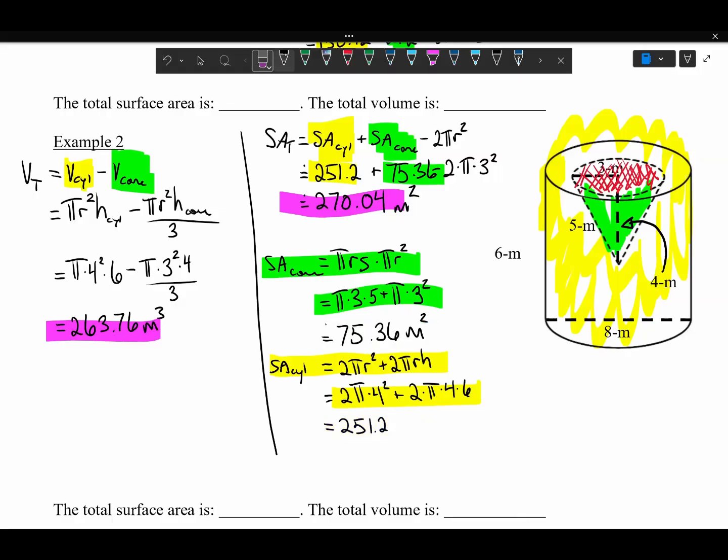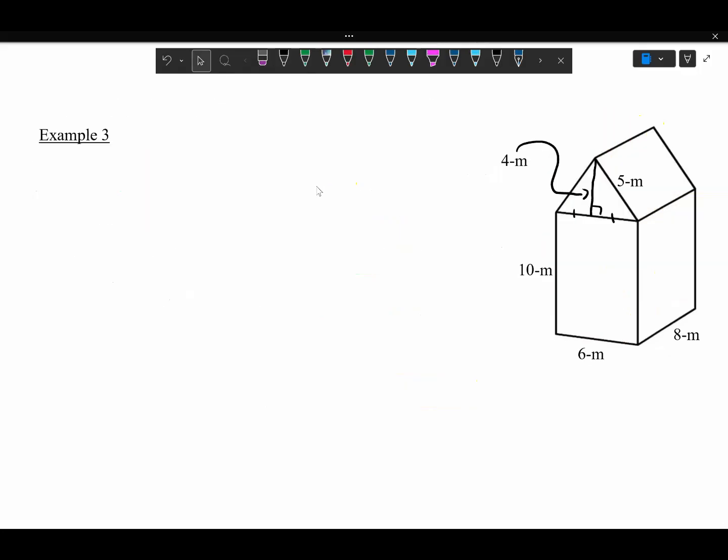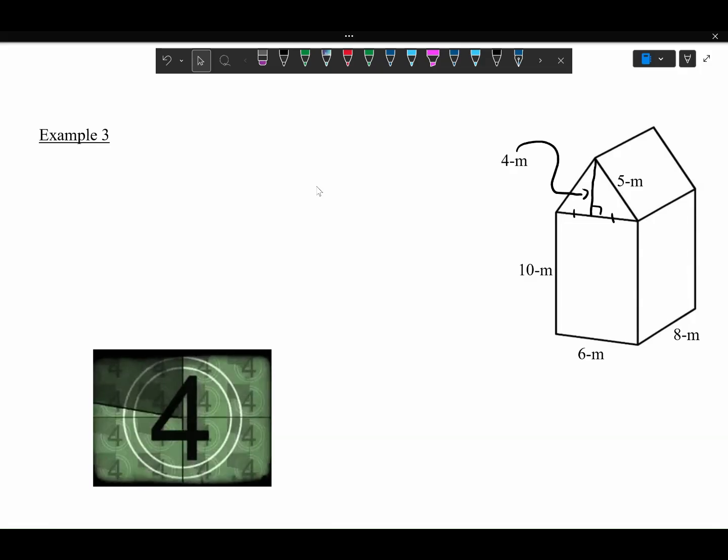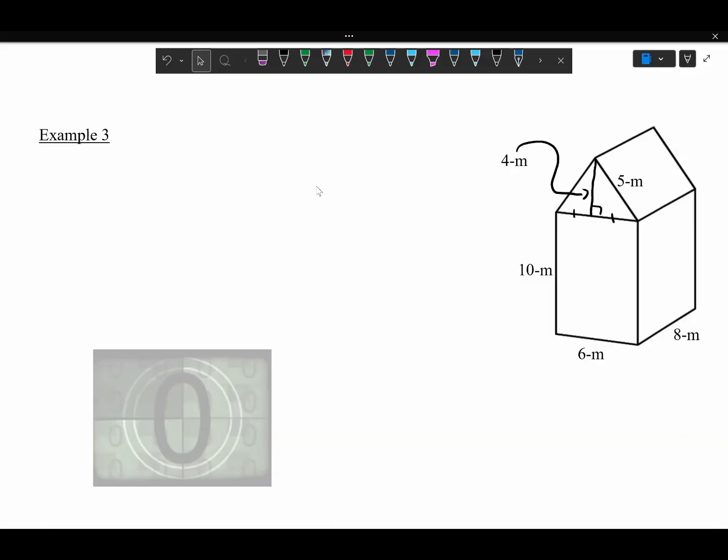Good work. So at this point, hopefully you're feeling a little bit more comfortable calculating volume and surface area of composite shapes as we're working here. What I want you to do for this third figure, I want you to try it on your own. I want you to come up with those formulas for the total volume, the total surface area. I want you to calculate all the pieces. I want you to put it together, and then I want you to unpause and see how you did.